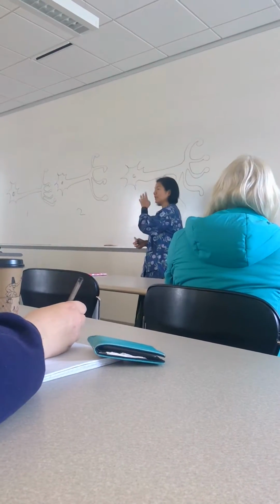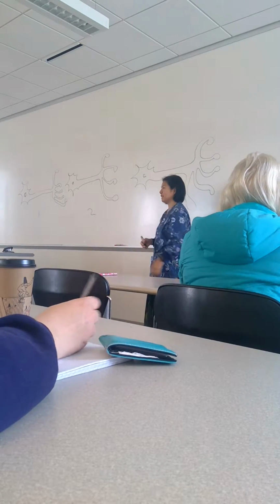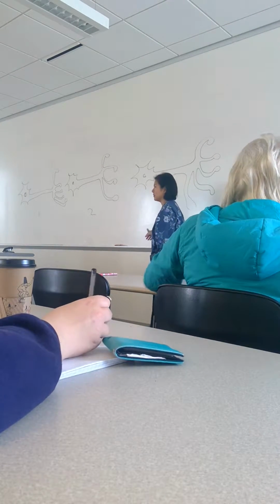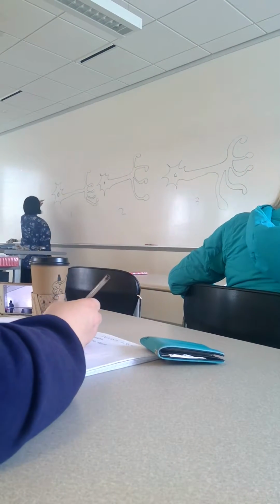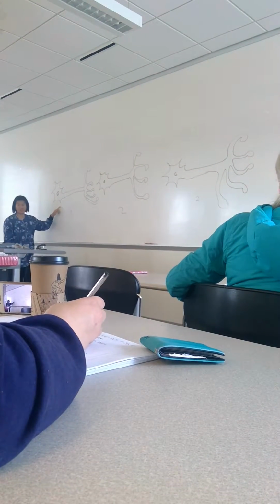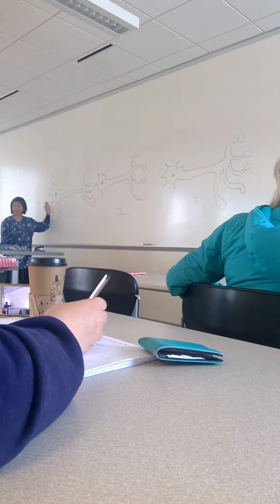Generate action potential. This is the next PowerPoint, but it's easier for me to lecture drawing on the board. Okay, let's review the parts of the neuron. What is this one right here? Dendrites, and then the input part, right?